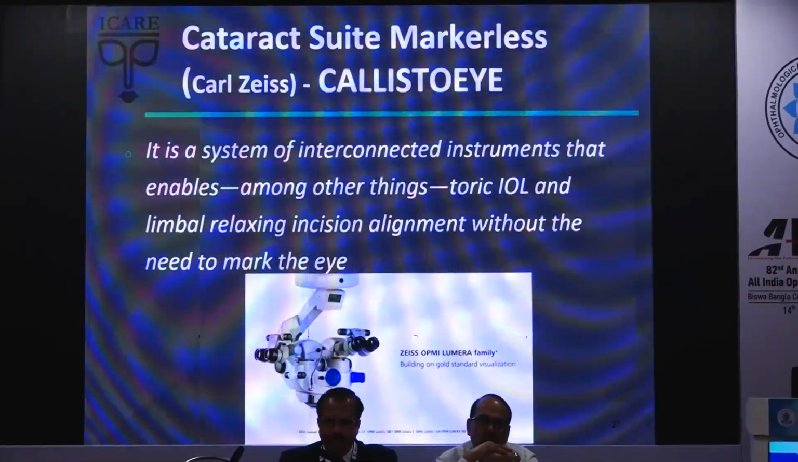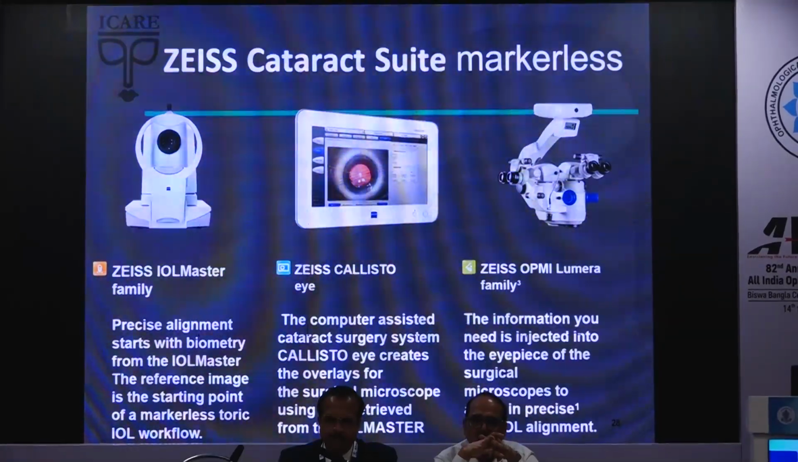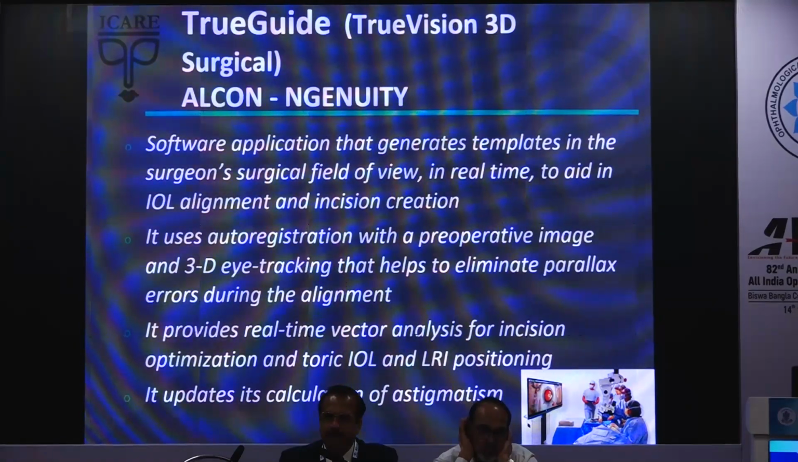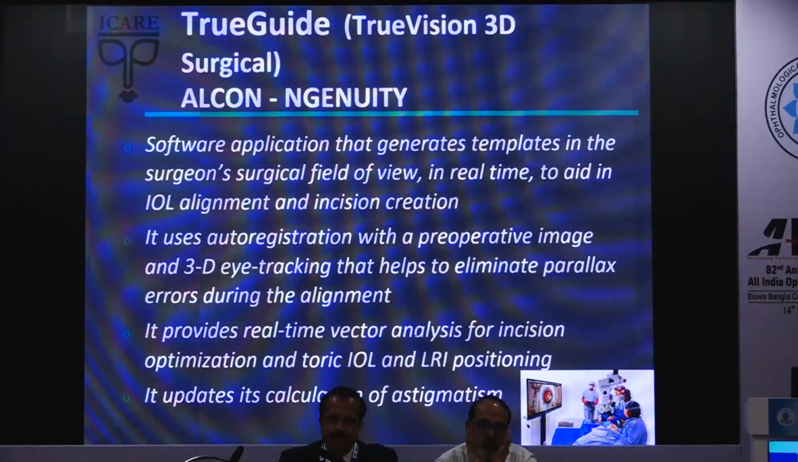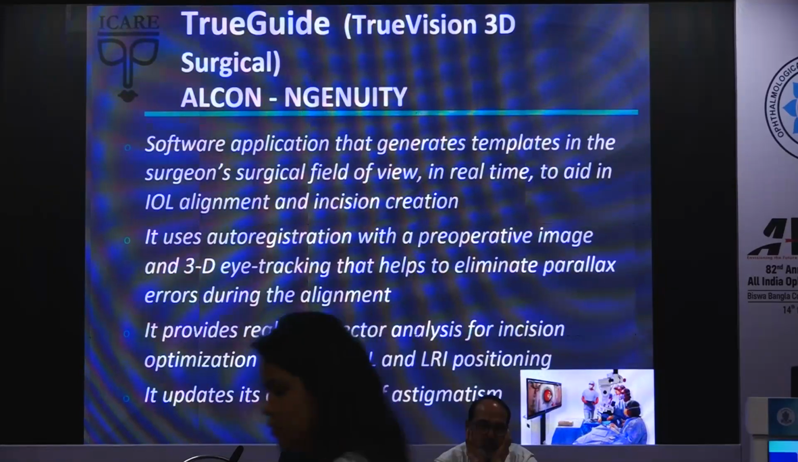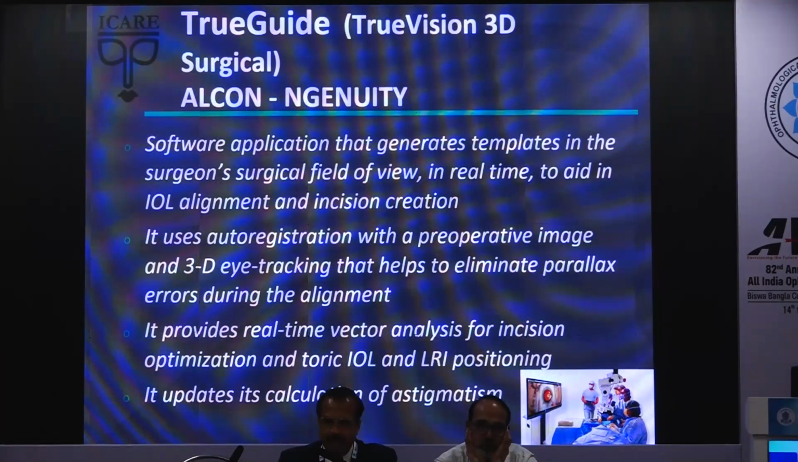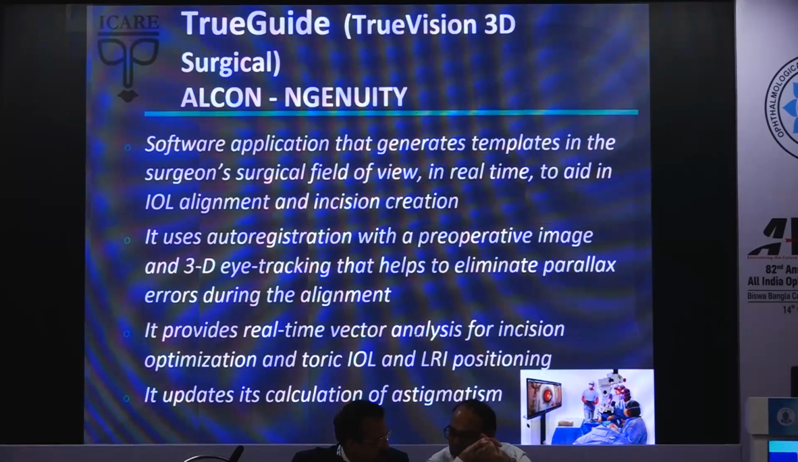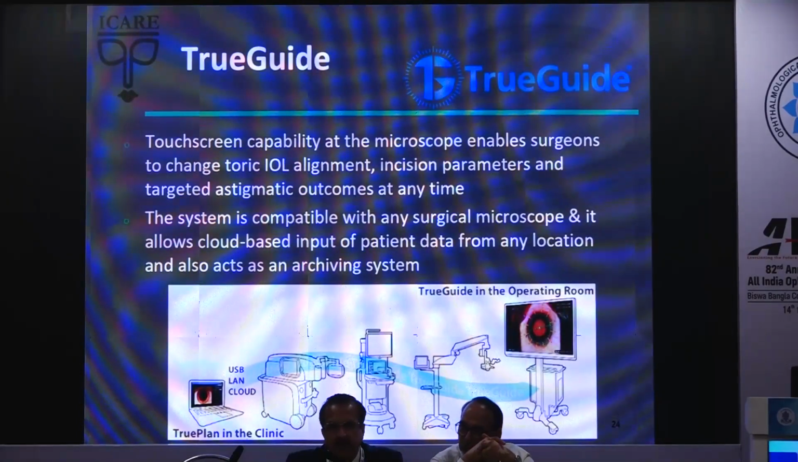Another system is from Carl Zeiss, the Callisto Suite system. It is of a similar type as the Verion, and Ingenuity is something different, which is a 3D system by which you get a 3D picture on the monitor. Then with the TrueGuide system from Ingenuity, you get to mark the axis, and this is better, as has been reported by them, because it uses auto registration with a pre-operative image and 3D eye tracking that helps to eliminate parallax errors during the alignment intraoperatively.